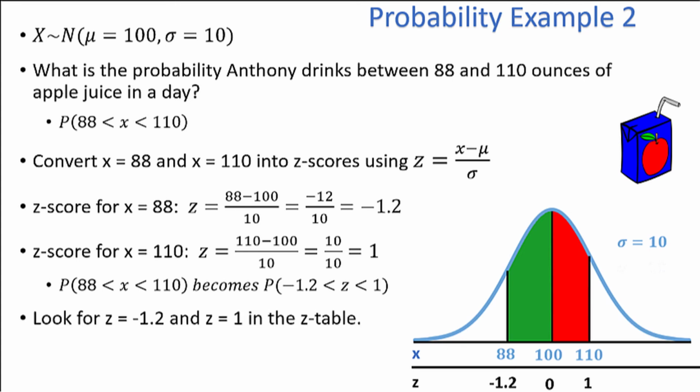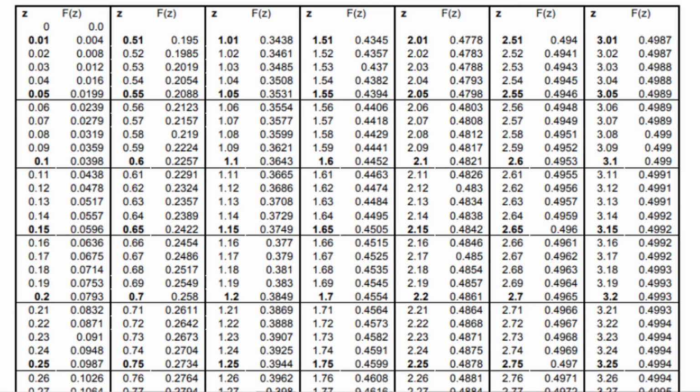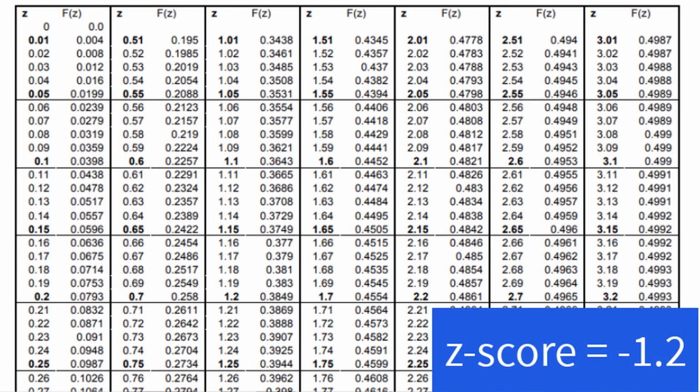Now we must look for z equals negative 1.2 and z equals 1 in our table. The first number we need to look for is negative 1.2 for z. But if you look at the numbers in the table, you notice that there are only positive values for z. Negative 1.2 is nowhere to be found. Whatever will we do? Well, have no fear.